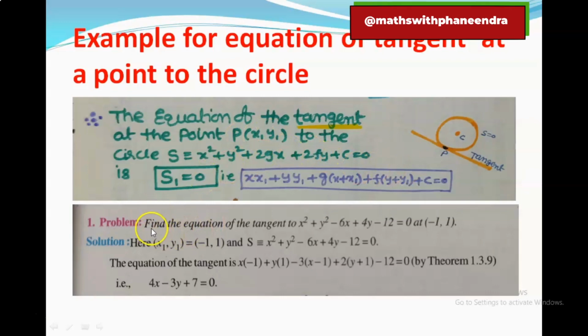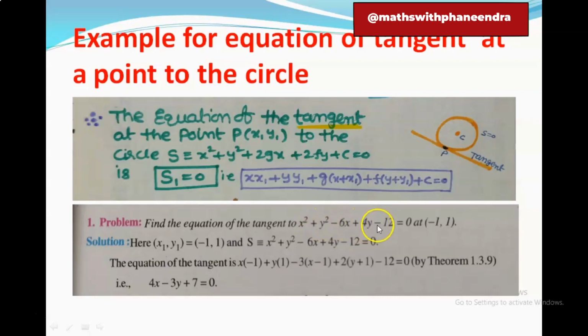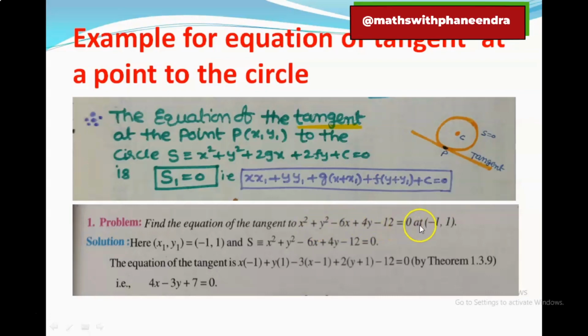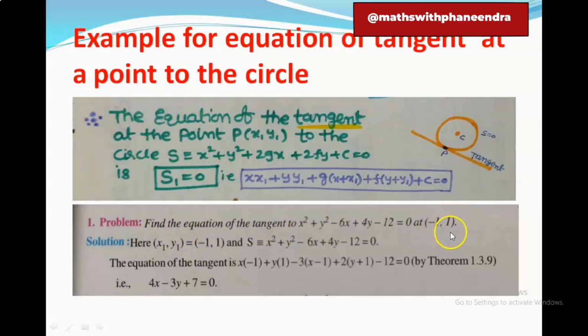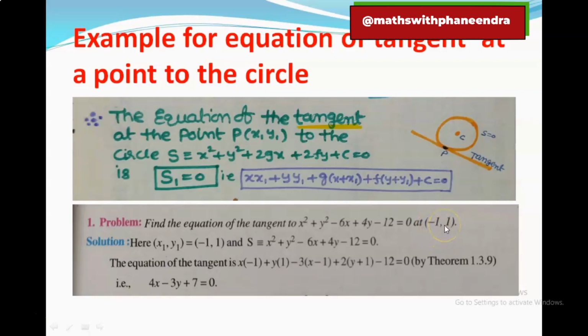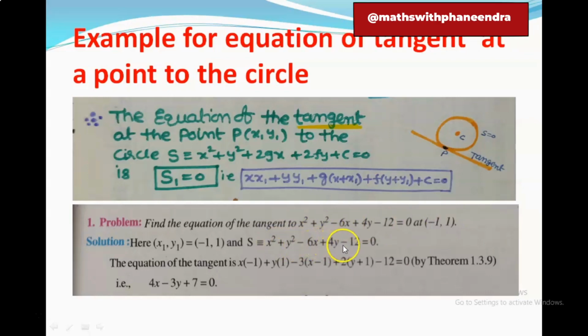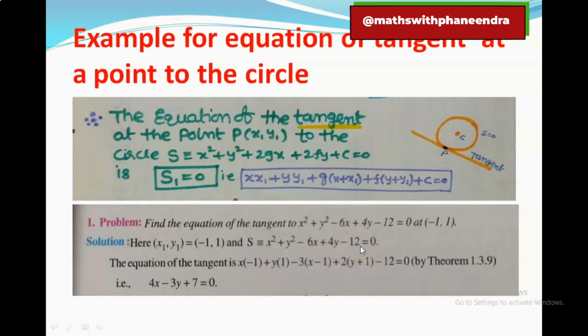We will see this example. Find the equation of the tangent to x square plus y square minus 6x plus 4y minus 12 equal to 0 at minus 1 comma 1. First, the given point is minus 1 comma 1. The given point you always remember as x1, y1. Next, the given circle is x square plus y square minus 6x plus 4y minus 12 equal to 0.